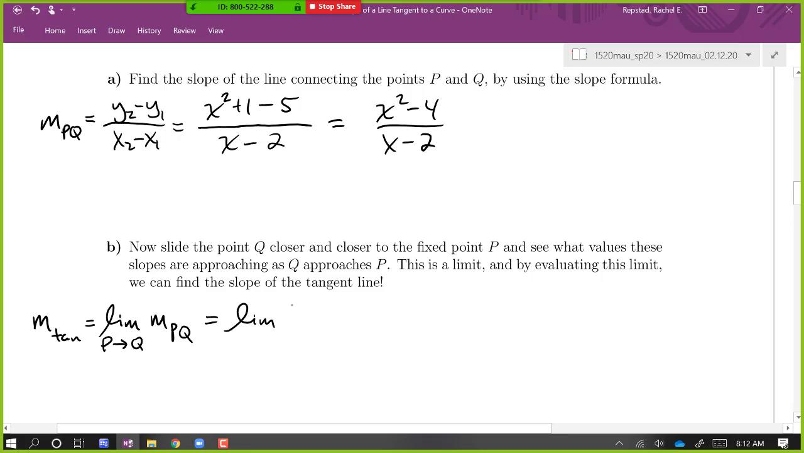We know the slope of the line connecting points P and Q is x squared minus 4 over x minus 2. Now if Q is approaching P, what does x approach? Two. Yeah, x has to be getting closer and closer to 2. And we know how to evaluate this limit. The idea behind evaluating a limit like this is to see if we can do some algebra.